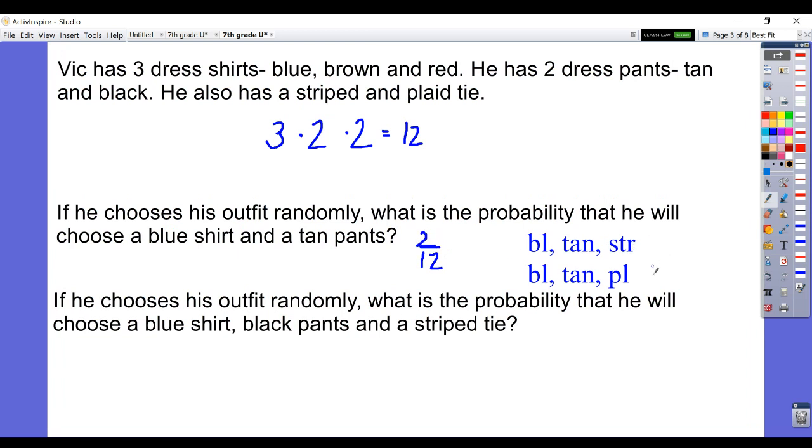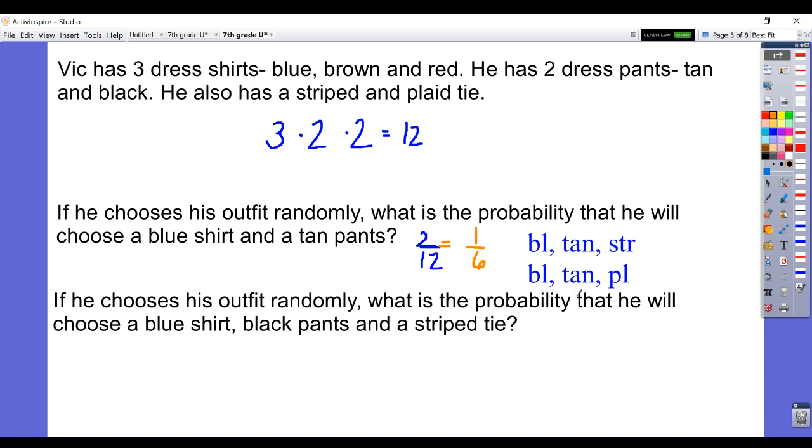Now you could make a list of the entire 12. You could have made blue with tan with striped, blue with tan with plaid, blue with black with striped, blue with black with plaid, brown with tan. So you could list all 12 as well. That'd be another way to get the total number of possibilities. In fact, up here, I probably would have had room, could have listed them all or done a tree diagram. So this is the counting principle. It's a way to get to that amount, but you could also get the list to get that total. So 2 out of 12, though, would then simplify to 1 out of 6.